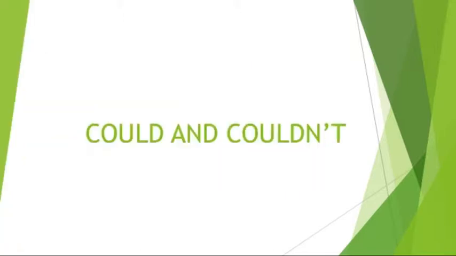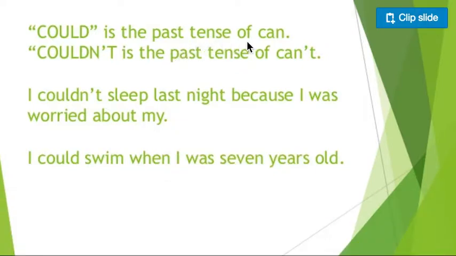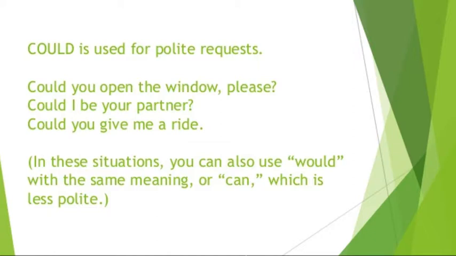So the same goes for would not have. Could and couldn't. So could is the past tense of can, couldn't is the past tense of can't. I couldn't sleep last night because I was worried about my problems. I could swim when I was 7 years old. So could is past of can, couldn't is the past tense of can't. And could is used for polite requests. For example, when you say, could you open the window please, could I be your partner? Could you give me a ride? You can also use would, same meaning. Also can, which is less polite, so normally we say could.